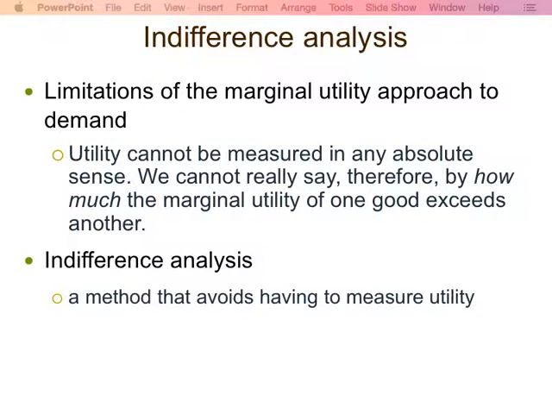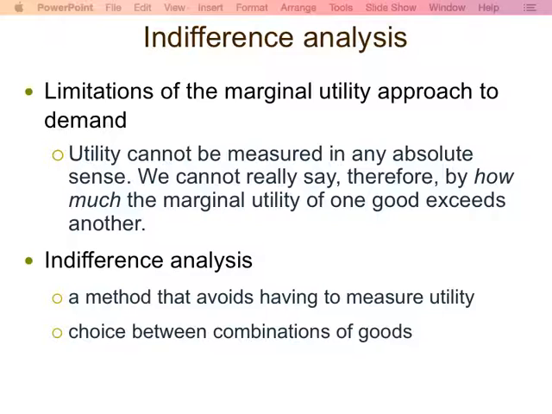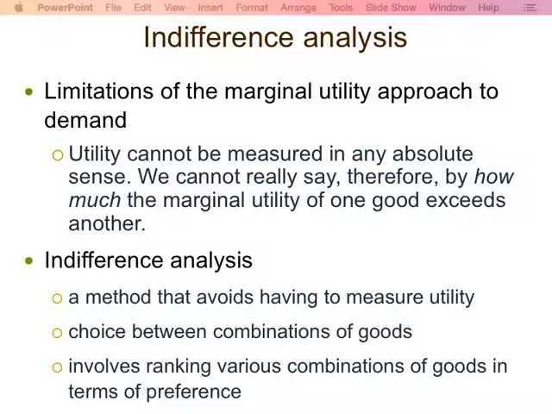Right, so with indifference analysis, we do not have to measure utility. We don't have to assign a pound sign to utility or call it a util. You remember last time we had a hard time understanding how we measure utility, and I said it was a hard time for all economists how to measure utility as well. So we avoid that, and indifference analysis allows us to choose between different combinations of goods, where we don't have to measure utility, and it involves ranking combinations of goods according to our preferences.